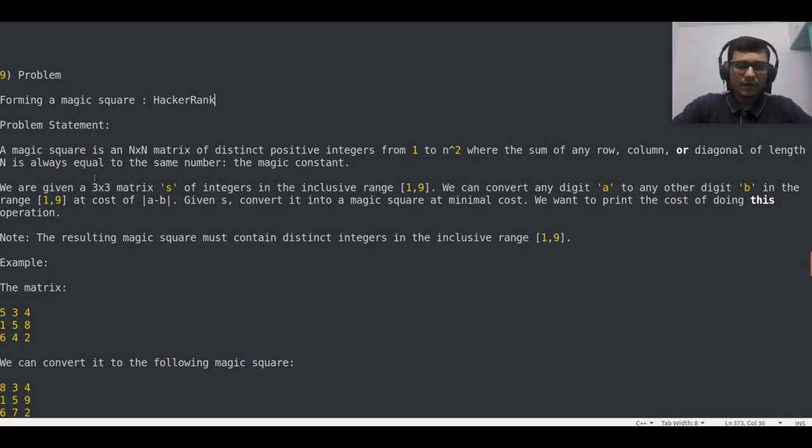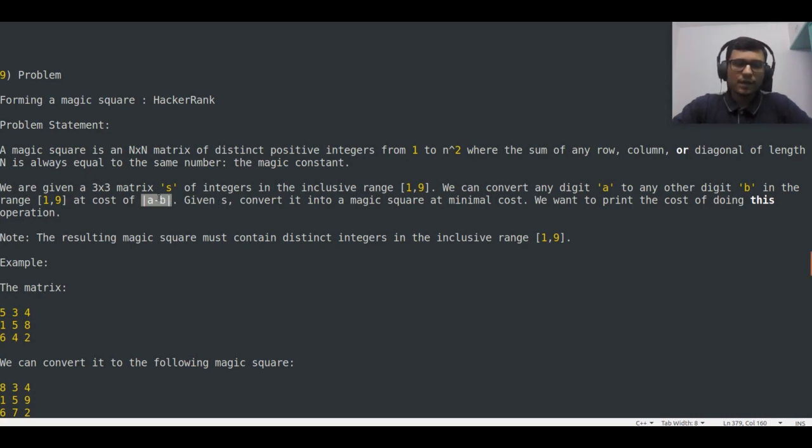So our problem is that we are given a 3x3 matrix termed S, and the values in this matrix S are integers in the inclusive range from 1 to 9, and we are allowed to perform an operation: we can convert any digit A in this input matrix to any other digit B in the range from 1 to 9 at the cost of the absolute value of A minus B.